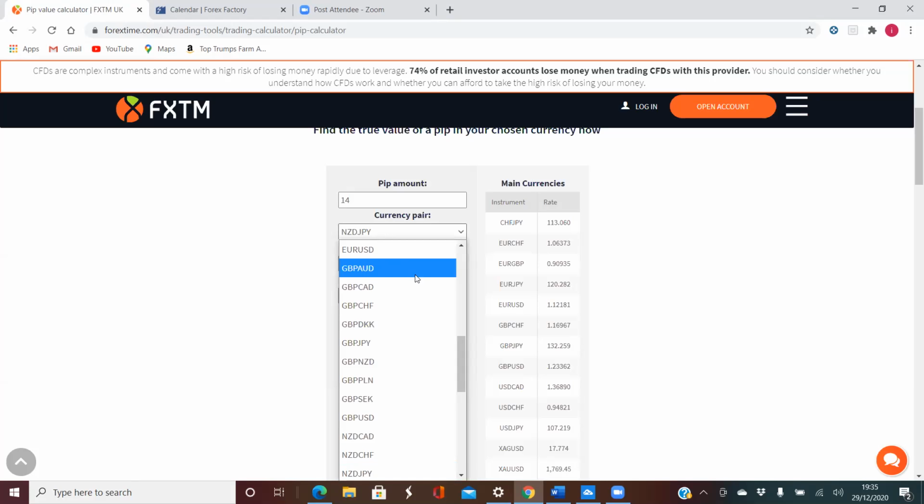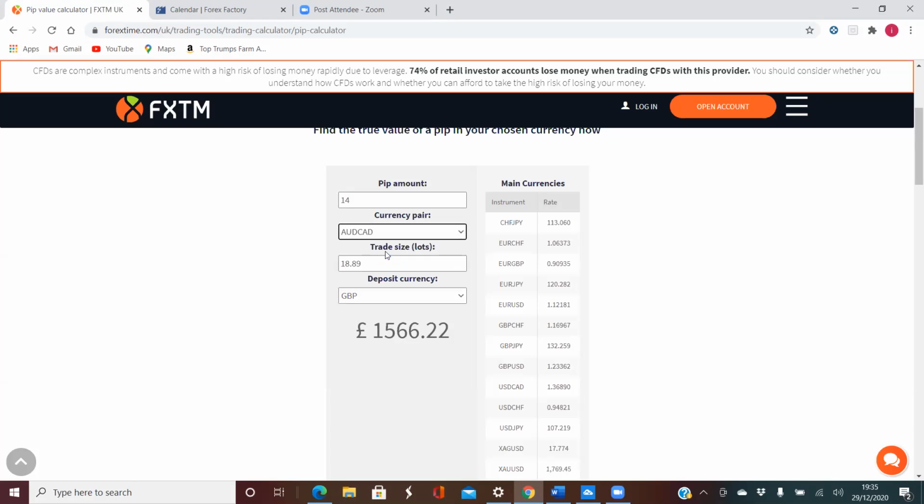Now, anyone who doesn't know, what I want to show you is if we kept the trade size the same on a 14 pip account, 14 pips, can you see for each currency pair it's different? Yeah. So that's why you have to play around with it.